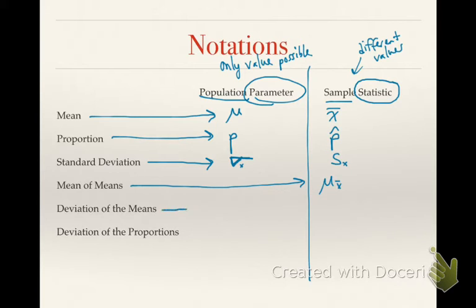Deviation of the means, there's a formula we saw for that in the previous slide. That's what that looks like. And the deviation of the proportions looks like that. So this is a bunch of notations. I believe I covered them all, but I might have missed something. If I did, I'll revisit it in a future slide.